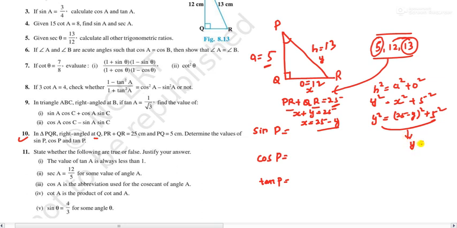Y you will get it as 13. So x is 25 minus 13, that is 12. So this is how you can solve this question and find the value of QR and PR.